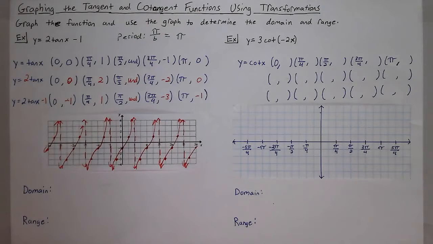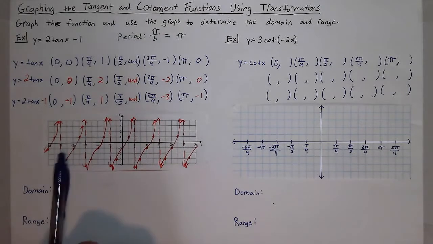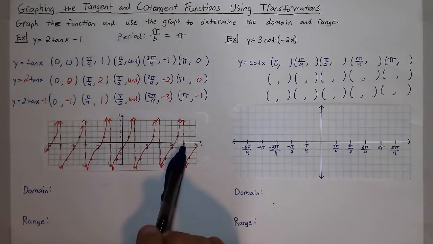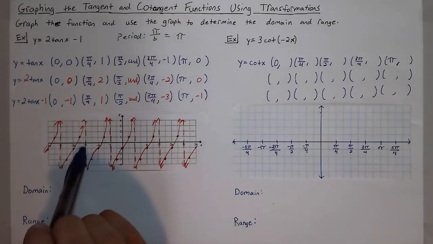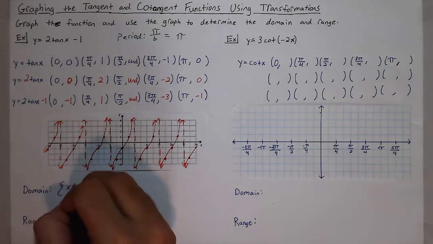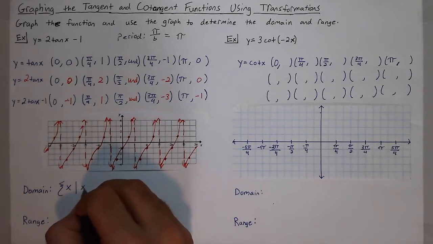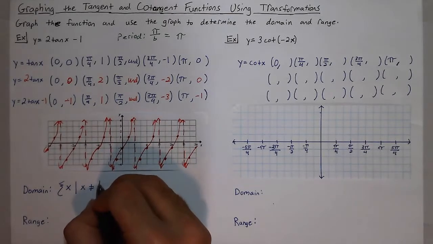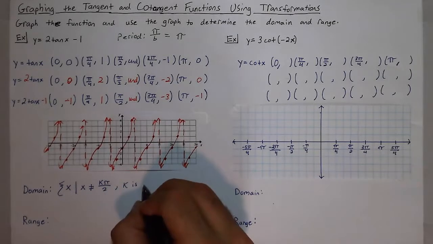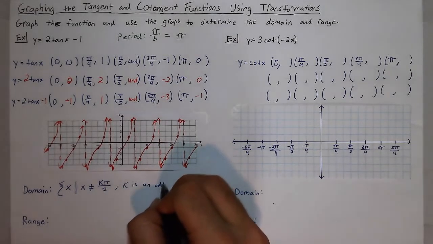Now, the domain for this function has a lot of gaps in it. And it seems to happen at pi over 2, 3 pi over 2, 5 pi over 2, negative pi over 2, negative 3 pi over 2, but always an odd number by that pi at the top. So what I'll say for my domain is that it's every x such that x does not equal some k pi over 2, where that k is an odd number, or an odd integer to be more specific.